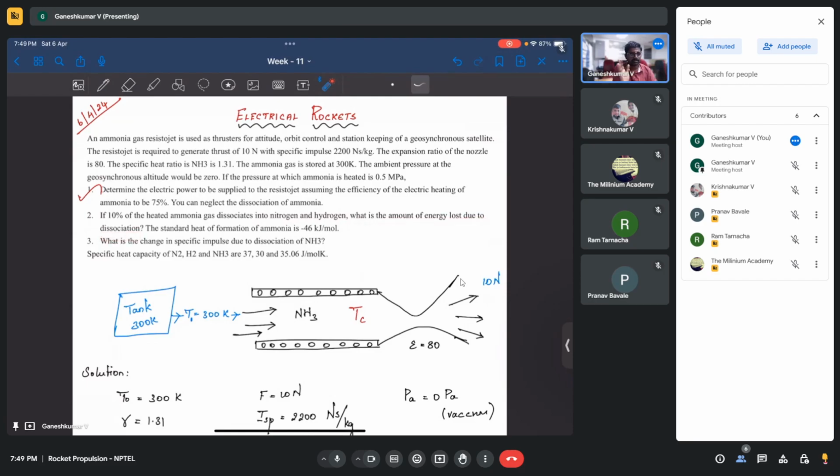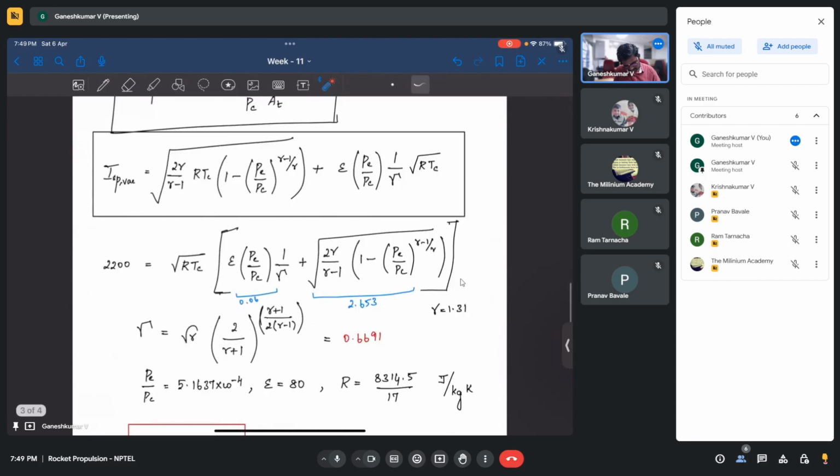What is the amount of energy loss due to dissociation? Because NH3 has dissociated into N2 and H2, there is going to be energy loss. What is that amount? The standard heat of formation of ammonia is 46 kilojoules per mole, which is given. So how do we find the amount of energy loss due to dissociation?